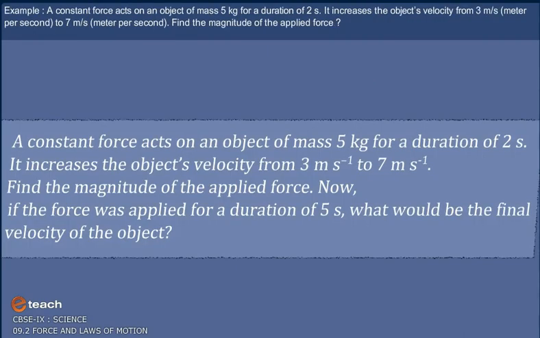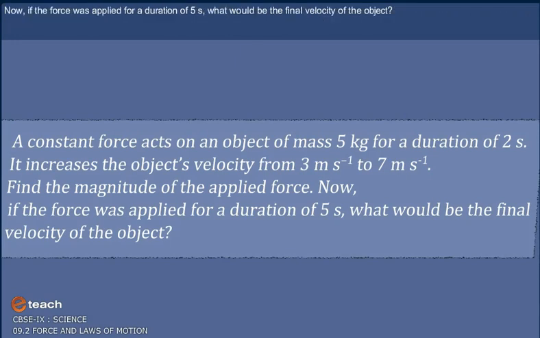Example: a constant force acts on an object of mass 5 kg for a duration of 2 seconds. It increases the object's velocity from 3 m s^-1 to 7 m s^-1. Find the magnitude of the applied force. Now, if the force was applied for a duration of 5 seconds, what would be the final velocity of the object?